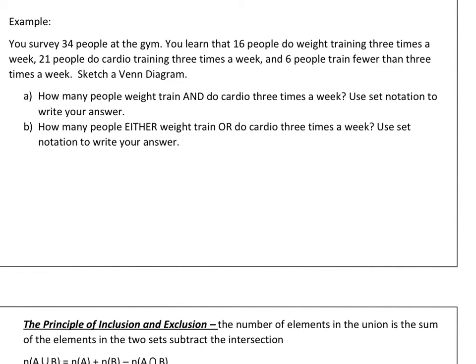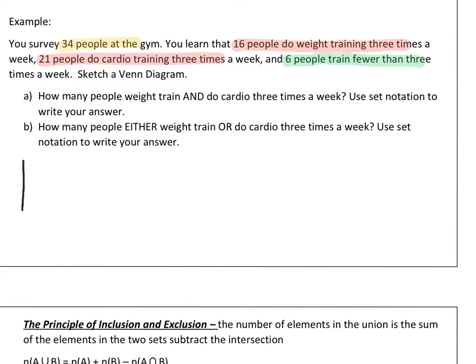You survey 34 people at the gym. You learn that 16 people do weight training 3 times a week, 21 do cardio 3 times a week, and 6 don't fall in either set. They train fewer than 3 times a week. Okay, and I've got a total of 34 people. I'm going to draw a Venn diagram and then use set notation to answer some questions.